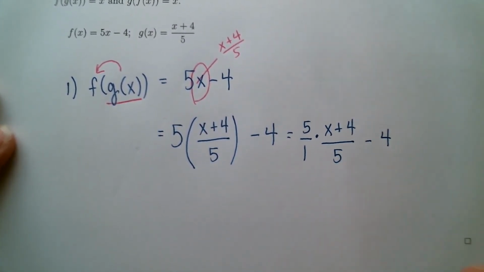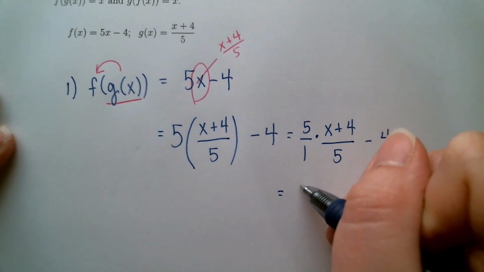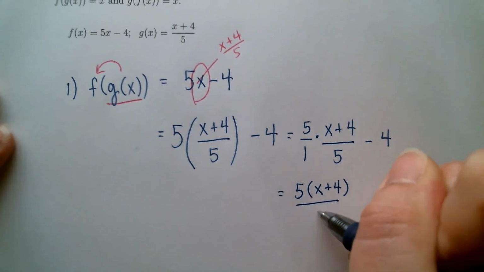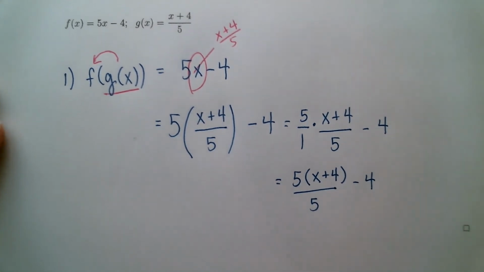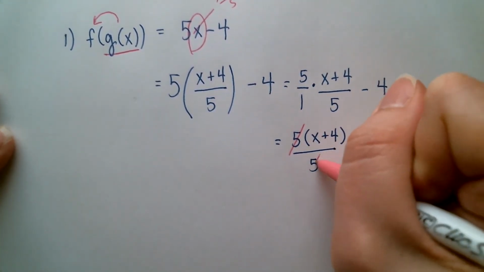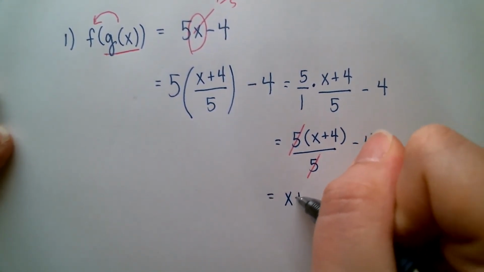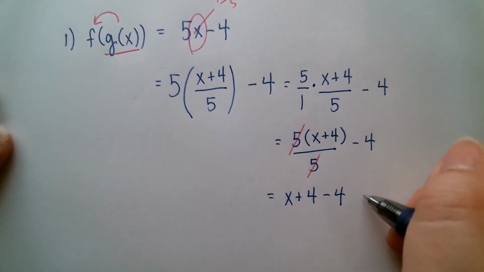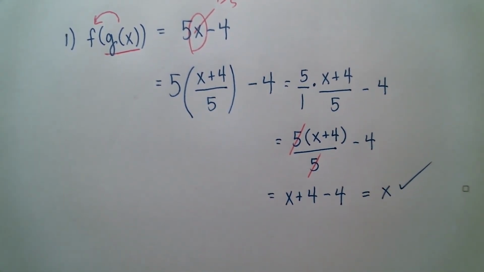All right, so to multiply fractions, you need to multiply across the top and across the bottom. So you're going to get 5 times all of x + 4 divided by 5, minus 4. And then you have 5 divided by 5 is 1, so those guys cancel. And it leaves you with x + 4. But don't forget the minus 4. And then the 4's cancel and leaves you with x. Okay, so that direction is good. You did the composition in that direction and you got x.